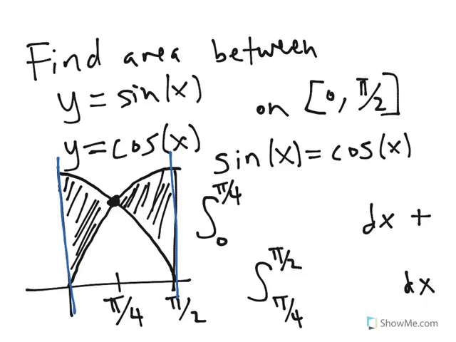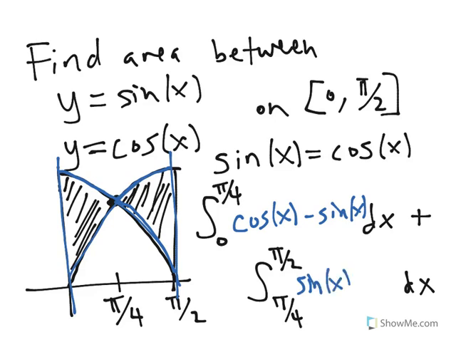And so the question is, which function is on top, and which function is on the bottom? Which one do we subtract from which? If you look at the cosine graph, it starts out high at the beginning, so the cosine graph is above the sine graph. So for the first half, we're going to have the cosine of x minus the sine of x. And then for the second half, the sine graph is above the cosine graph, and so we're going to have the sine of x minus the cosine of x.